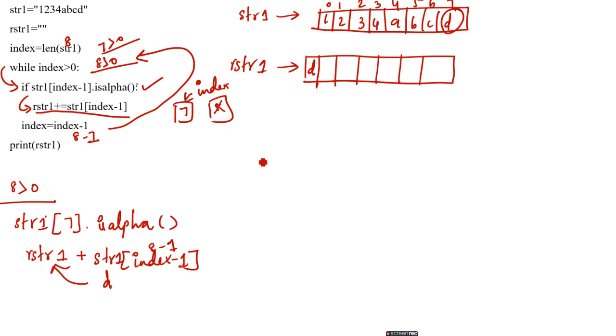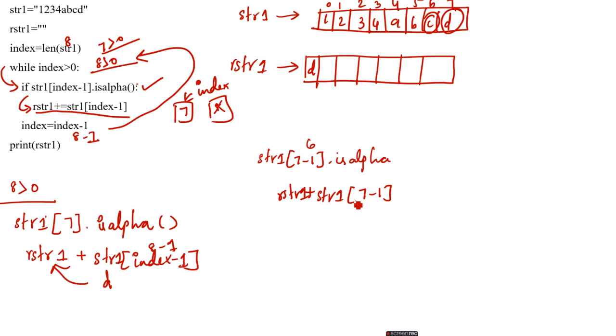So again, we have to check the condition. str1 of 7 minus 1 is alpha. 7 minus 1 means 6. That is C. It is an alphabet. So the condition is true. If the condition is true, what we have to do? We have to concatenate str1 of index minus 1, that is 7 minus 1, to rstr1.